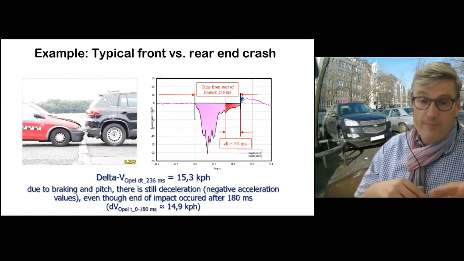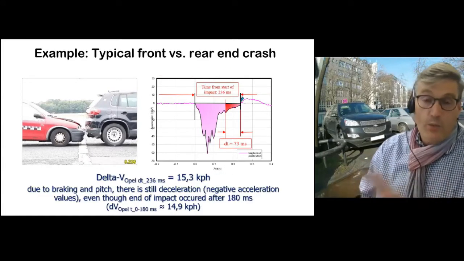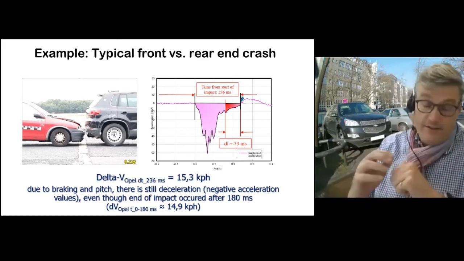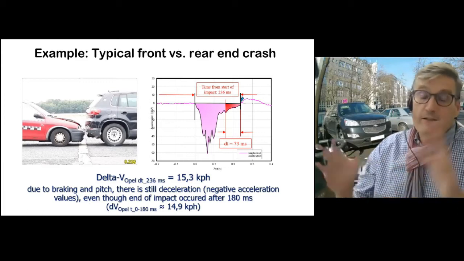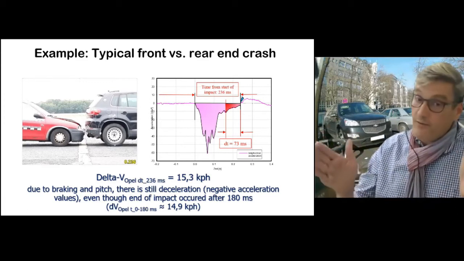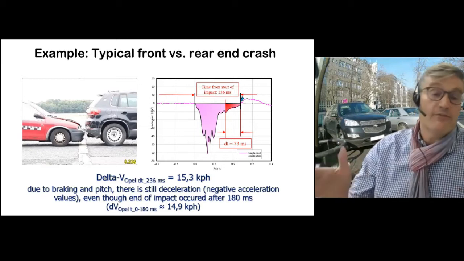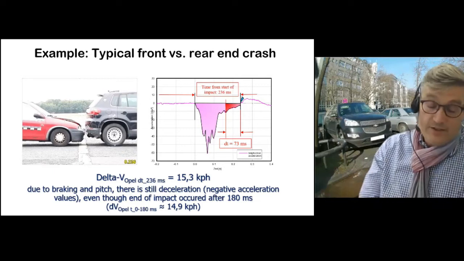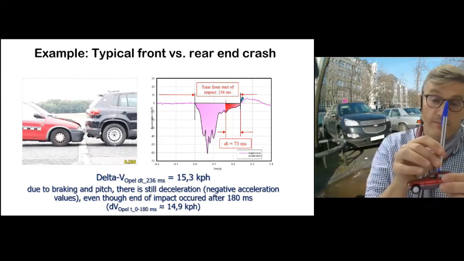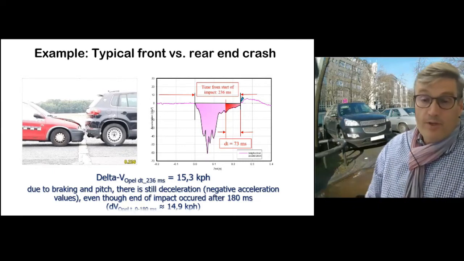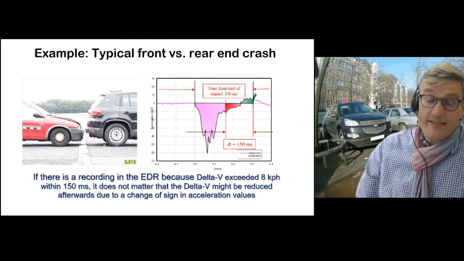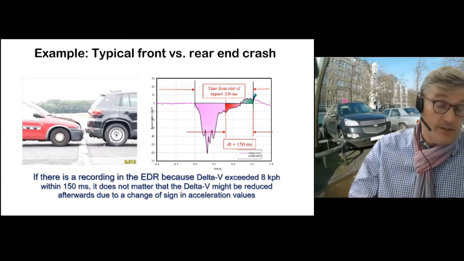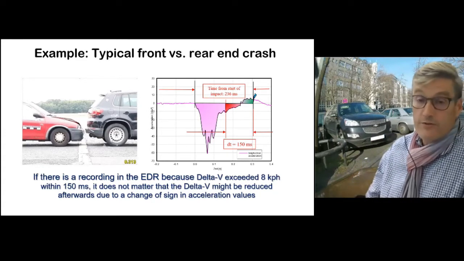It doesn't matter what happened next, okay? Because once you have stored the data, or you have triggered the storing of the data, to be correct, then it'll store the data over a period of 250 milliseconds after the impact and 5 seconds before the impact. Okay, and it doesn't matter maybe that the sensor is now going in the other direction, doesn't matter. Just next slide, because the delta V had exceeded 8 kph, so therefore we will have a saving of the data which was recorded over the period of 250 milliseconds.